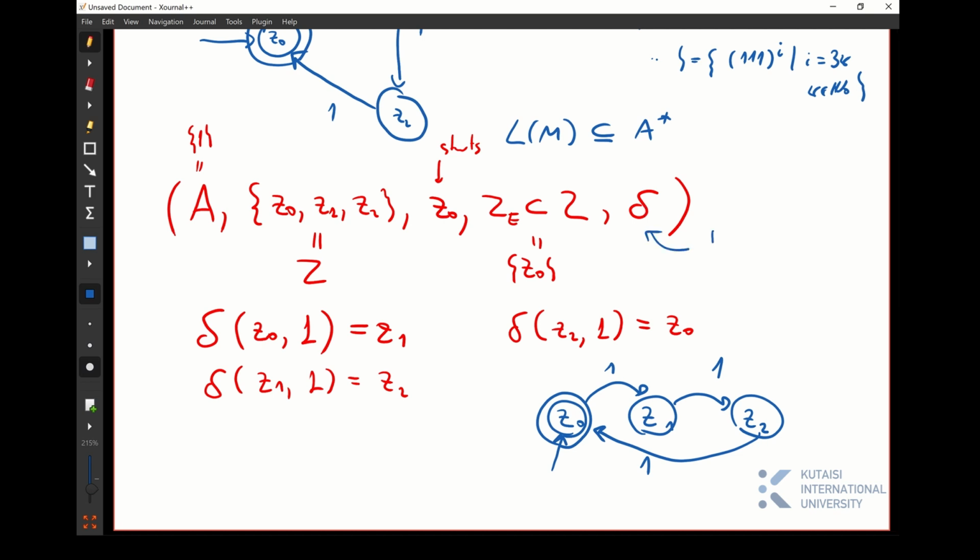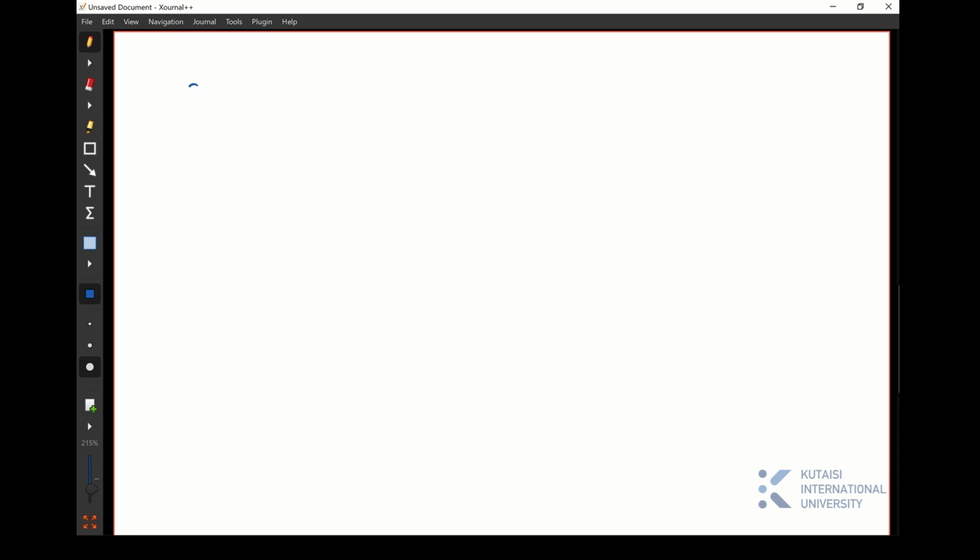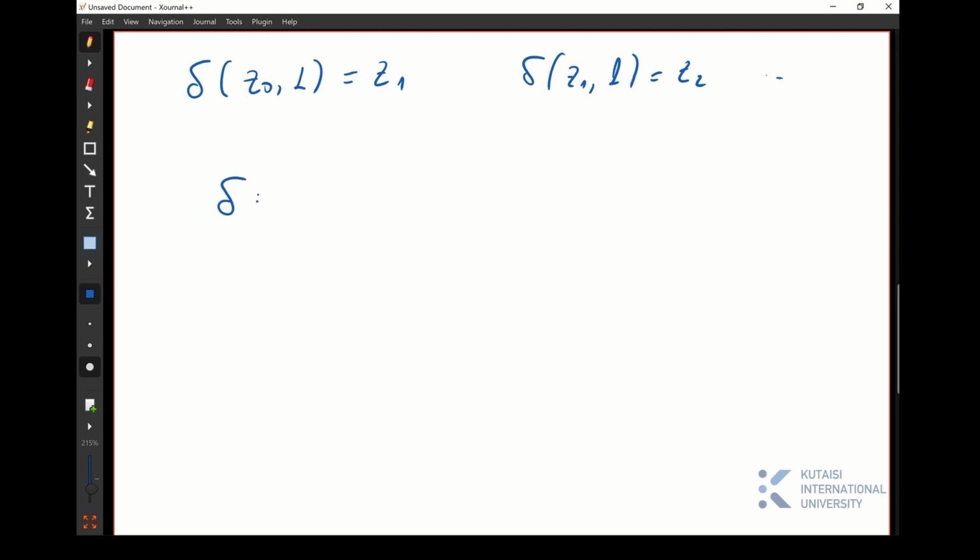So let's write this. This is called the transition function. Why is it a function? We had delta Z0,1 was Z1, delta Z1,1 was Z2, and so on. So I'm telling you this is a function. What is the domain of this function? It has 2 variables. It operates on 2 things; it has to take 2 inputs to give you 1 output. What are these 2 inputs? Exactly. Z is the first input and the alphabet is the second input. And what does it produce? Z, exactly. So this is the function.